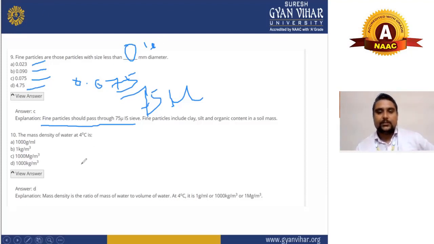Come on to the last question, which is here. The mass density of water at 4 degrees Celsius is: 1000 gram per ml, 1 kg per meter cube, 1000 mg per meter cube, or 1000 kg per meter cube. What will be your right answer? Right answer is 1000 kg per meter cube. We consider the density of water at 4 degrees Celsius as 1000 kg per meter cube. The explanation is also here. Mass density is the ratio of mass of water to the volume of water at 4 degrees Celsius. It's 1 gram per ml, or we can also write it as 1000 kg per meter cube, and 1 mg per meter cube.